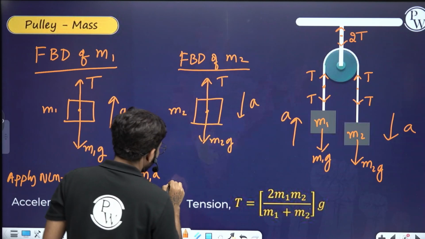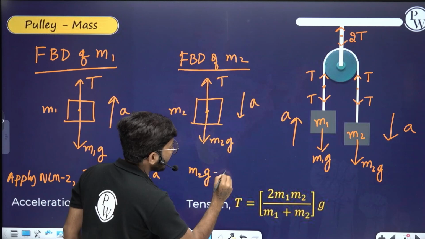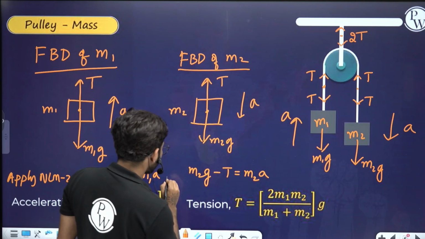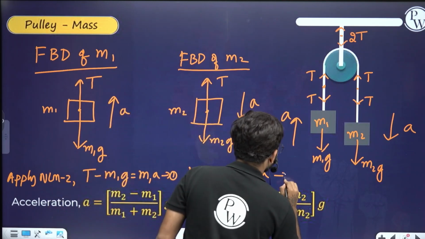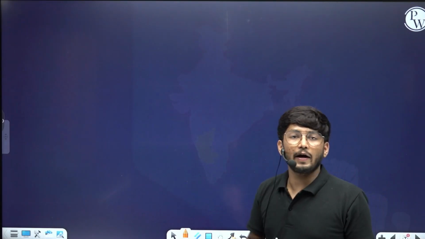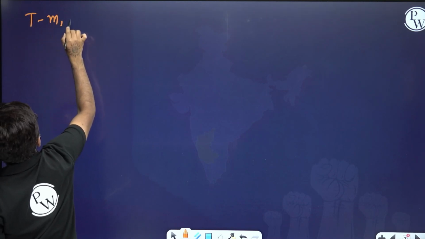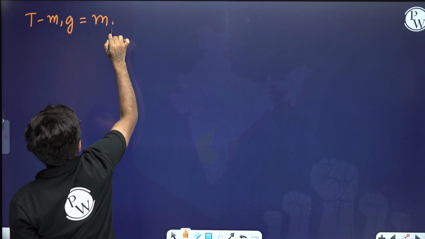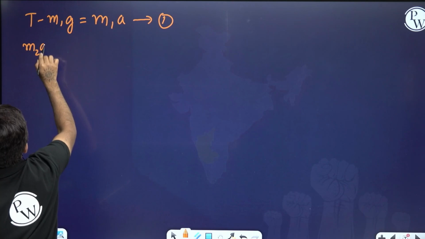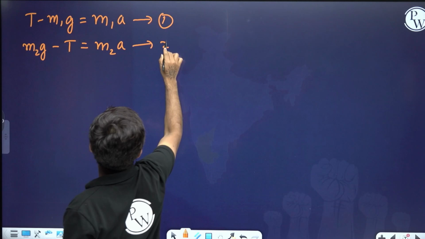Similarly, I apply NLM here. So M2G minus tension is going to be M2 into A. This is my equation number 1 and this is equation number 2. So what I do is take equation number 1 and equation number 2. Equation number 1: T minus M1G is equal to M1A. Equation number 2: M2G minus T is equal to M2A. This is equation number 2, right?